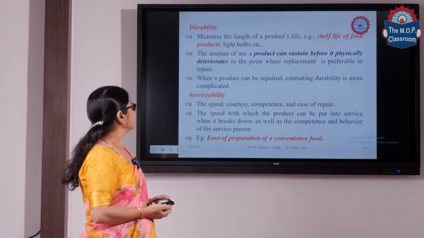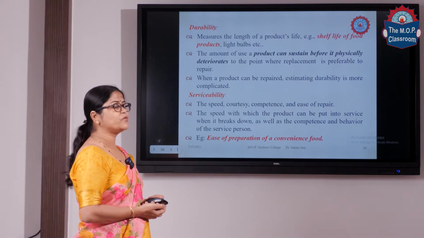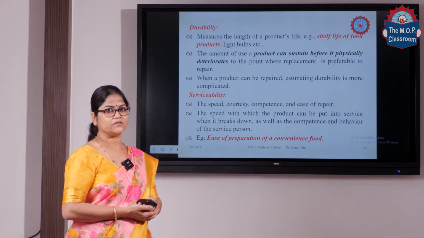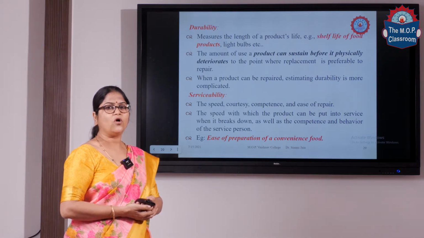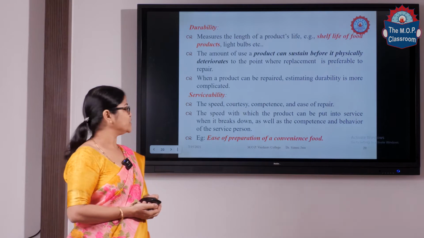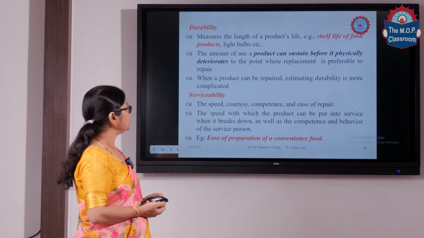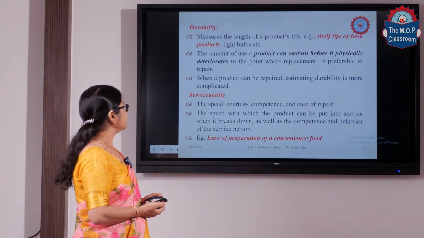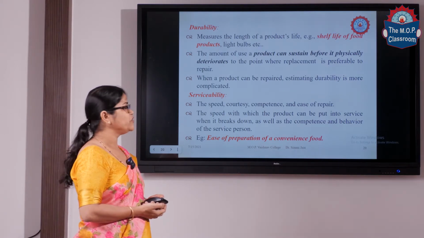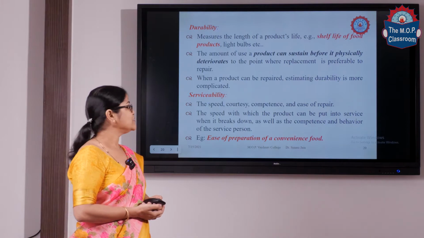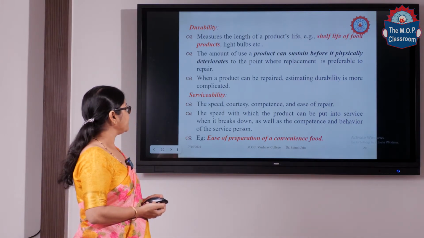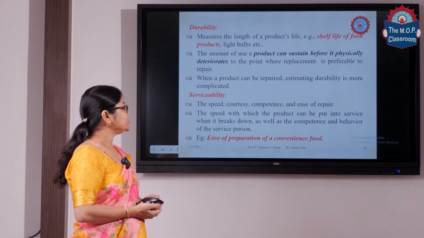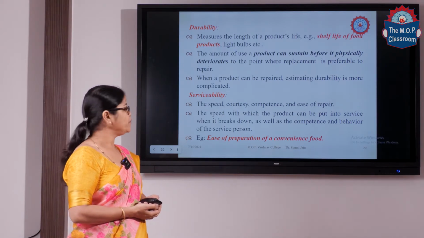Durability measures the length of the product's life. For example, the shelf life of the product in the food industry or in any other manufacturing industry. It is the amount of use a product can sustain before it physically deteriorates to a point where replacement is preferable to a repair. When a product can be repaired, estimating its durability is a more complicated matter.